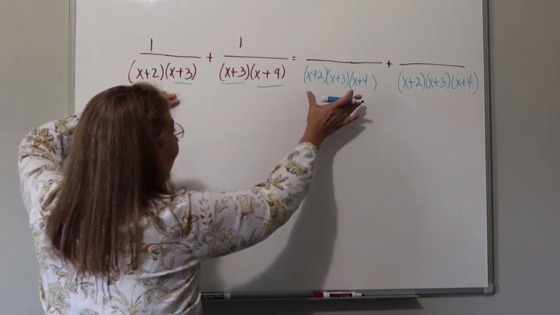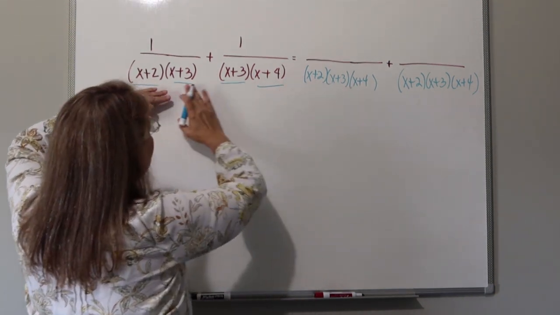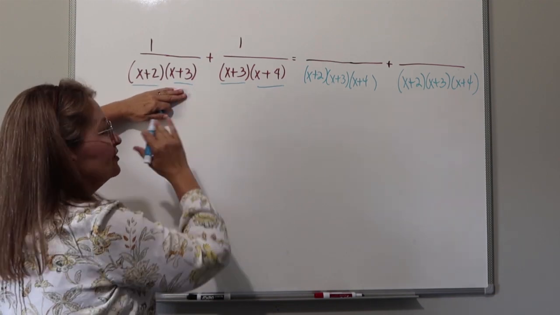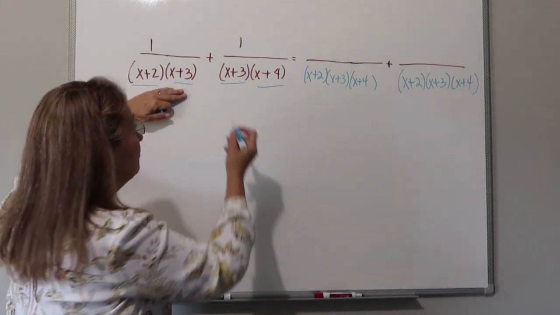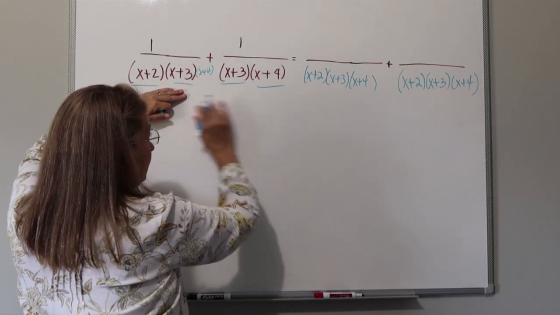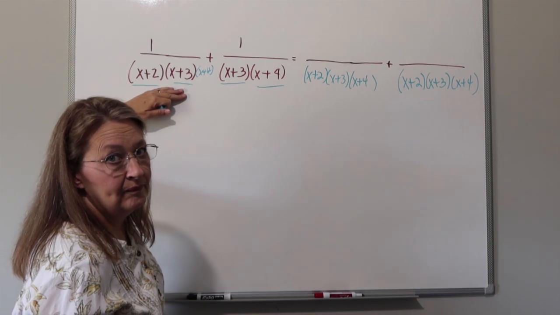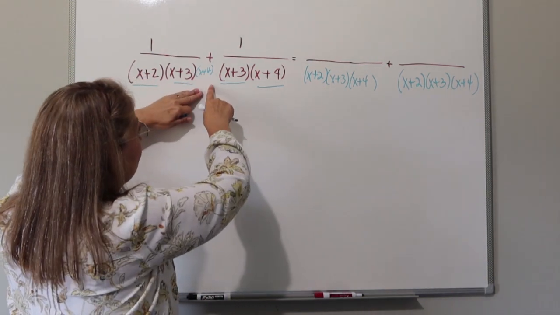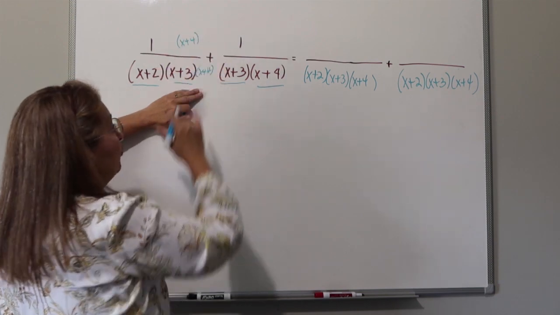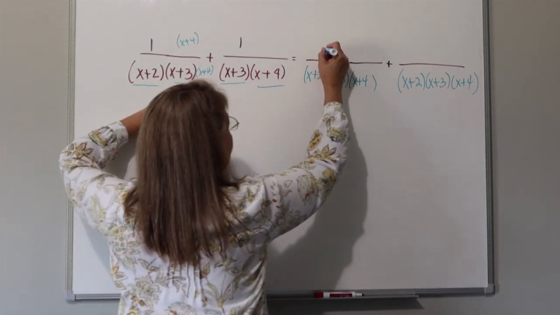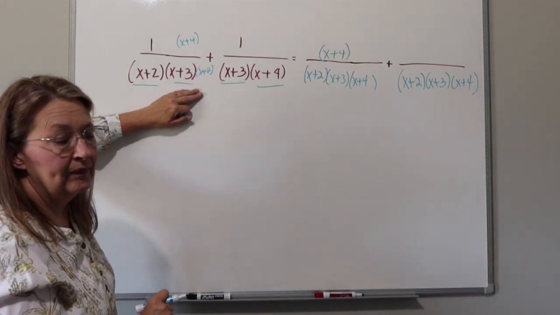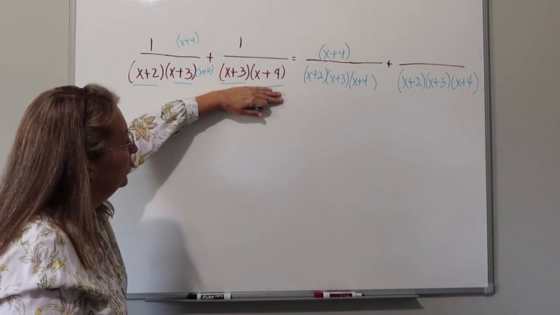So what do I have here that I do not have here? Well, x plus 2 and x plus 3. So technically, what I had to do was multiply this by x plus 4 to get this new denominator, right? All right, whatever I did to the denominator, I've got to do to the numerator. What is 1 times x plus 4? X plus 4.